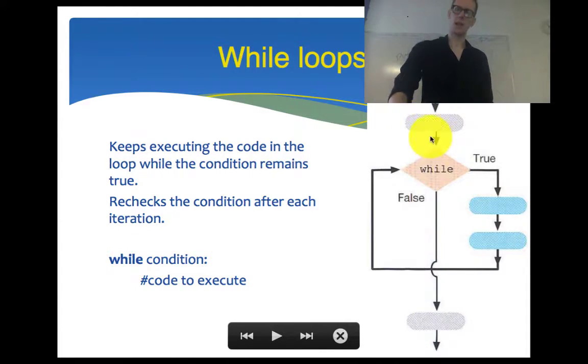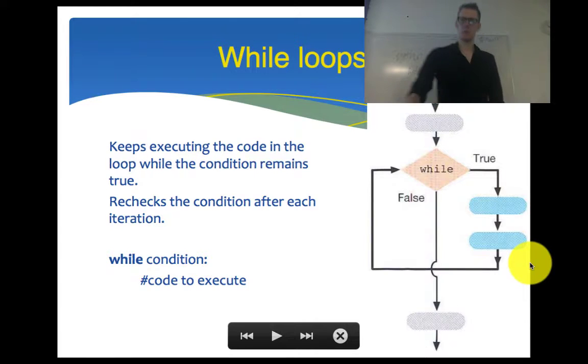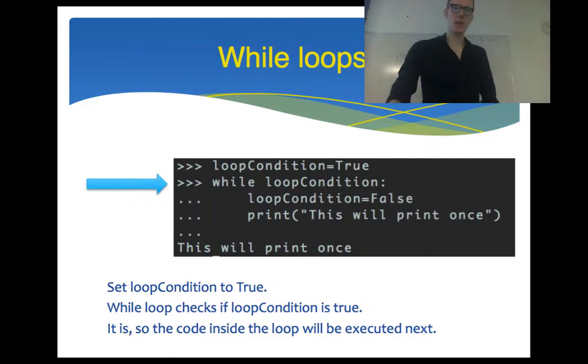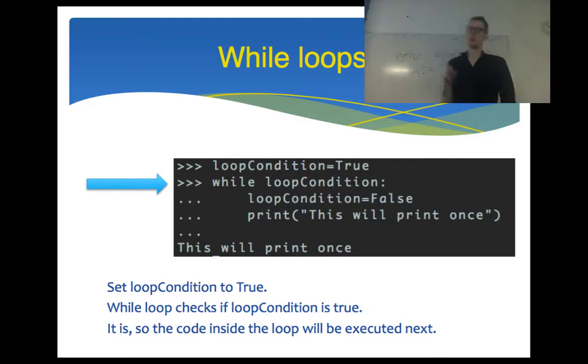So it will go through line by line, reach the while statement, check the condition. If it's true, run all the code, and then recheck the condition. If the condition is false, it will skip to the end. So the important thing to be aware of when working with while loops is that it only checks the condition when it's back at the top of the loop.